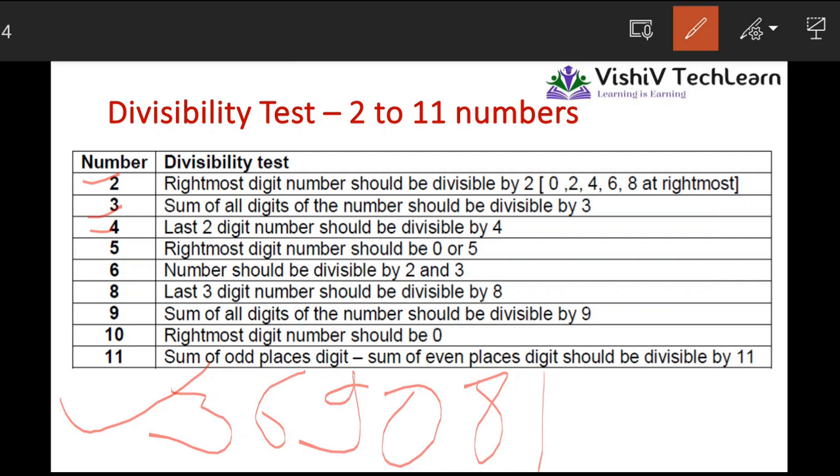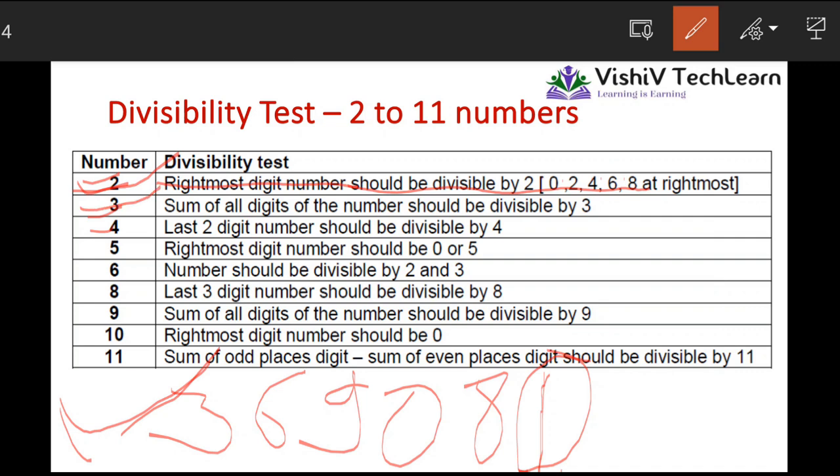Now in case of 2, we all know that the rightmost figure should be even, either 0 or 2 or 4 or 6 or 8. If that figure is there, then it is divisible by 2. Okay, so in our case it is not divisible, as at the end we have 1, so it is not divisible by 2. This given figure is not divisible by 2.